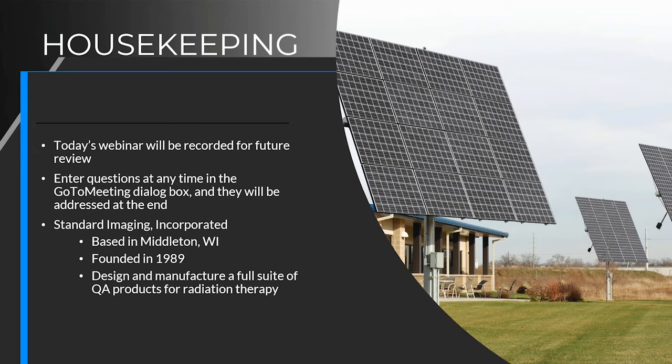Standard Imaging is based in Middleton, Wisconsin, and was founded a little over 30 years ago. On this slide is a picture of the back of our office in Middleton, Wisconsin. Like many of you, because my position allows, I am working from my home today. At Standard Imaging, we design and manufacture a full suite of QA products.